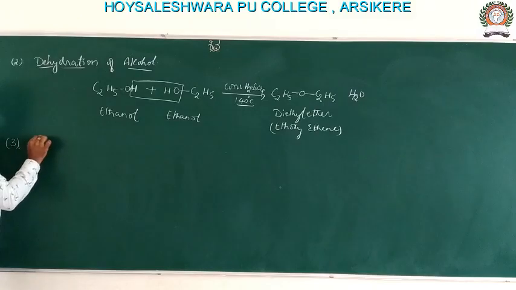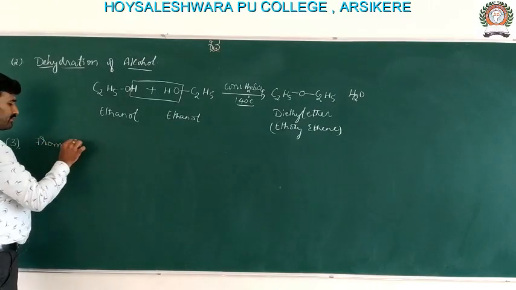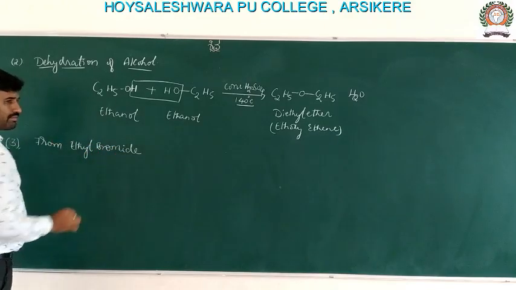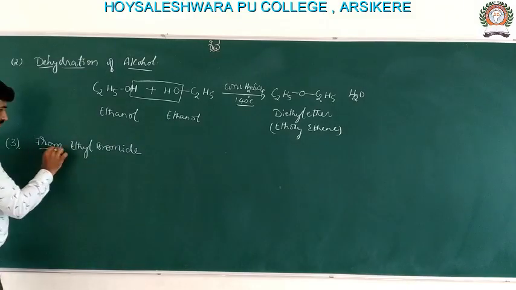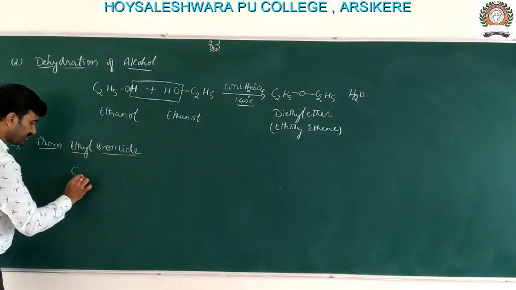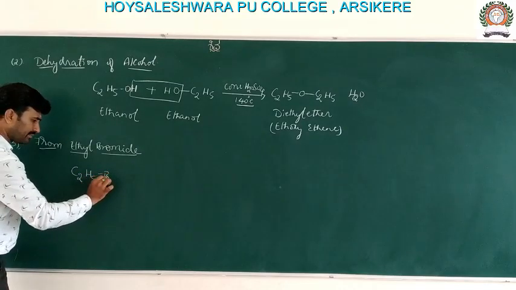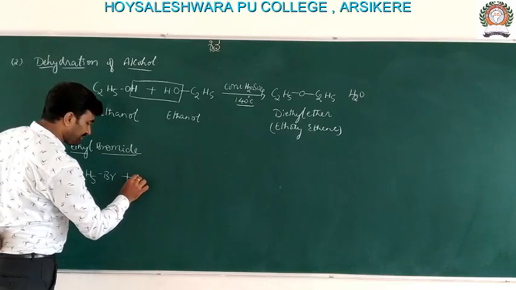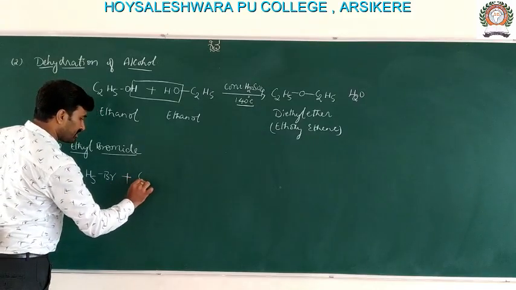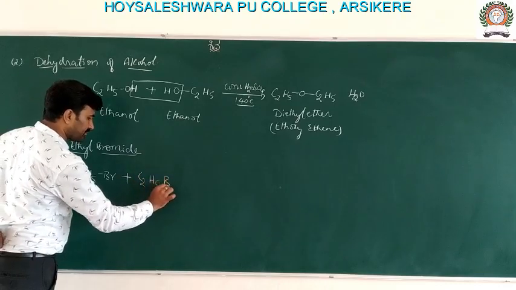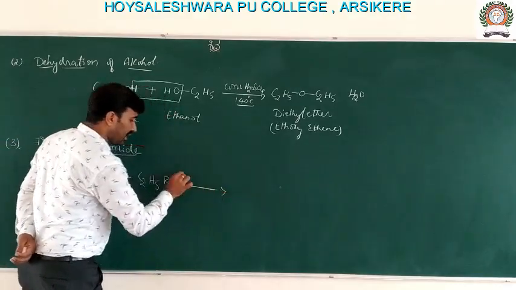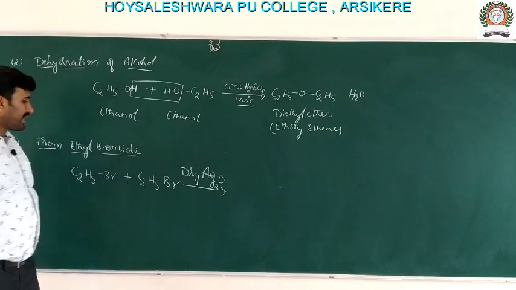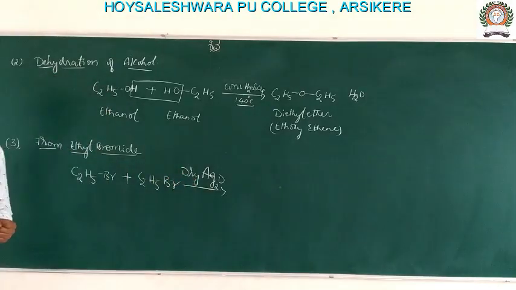From ethyl bromide, C2H5Br, upon reacting with, let me write one more molecule, C2H5Br, upon reacting with dry silver oxide. Upon reacting with what? Dry silver oxide.